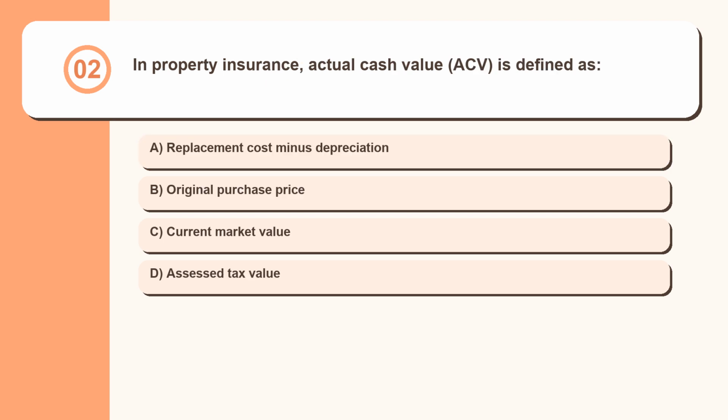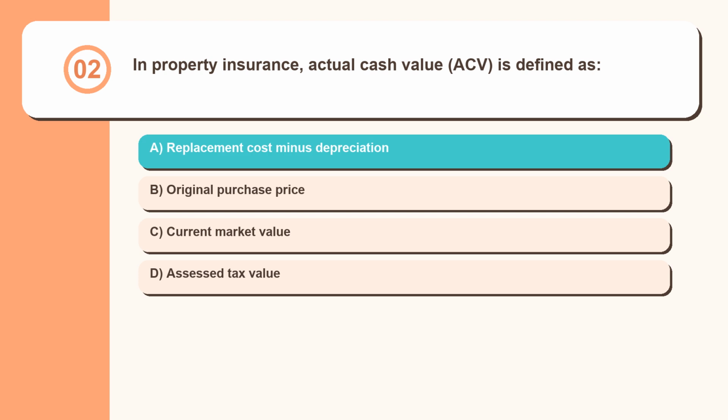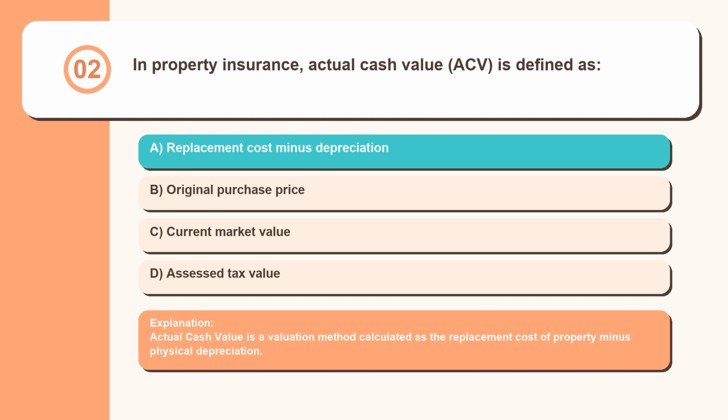Question 2. In property insurance, actual cash value, ACV, is defined as replacement cost minus depreciation, original purchase price, current market value, assessed tax value. Actual cash value is a valuation method calculated as the replacement cost of property minus physical depreciation.